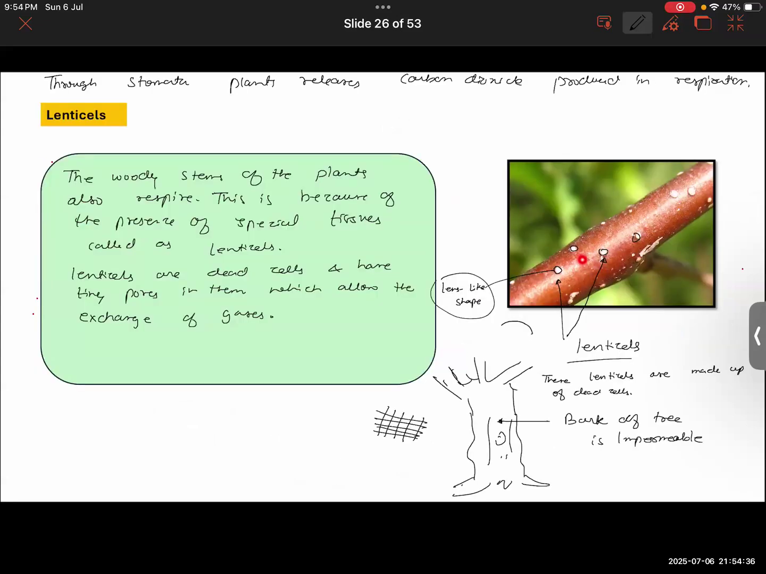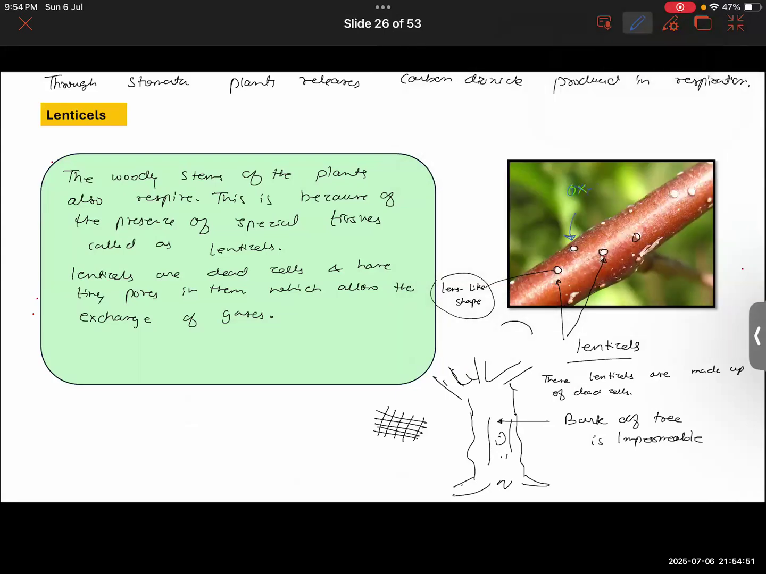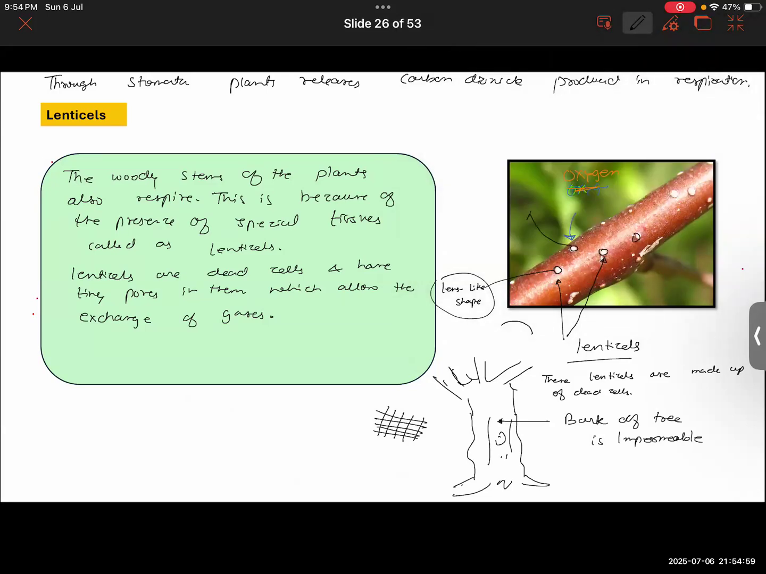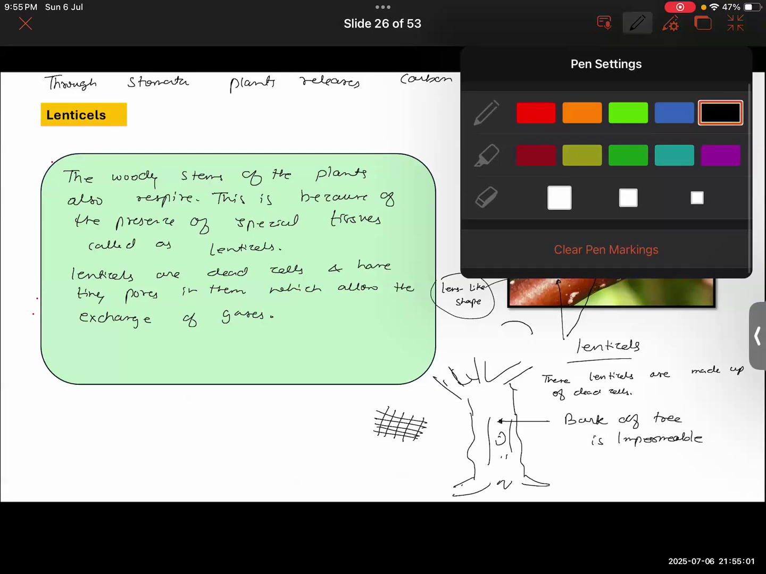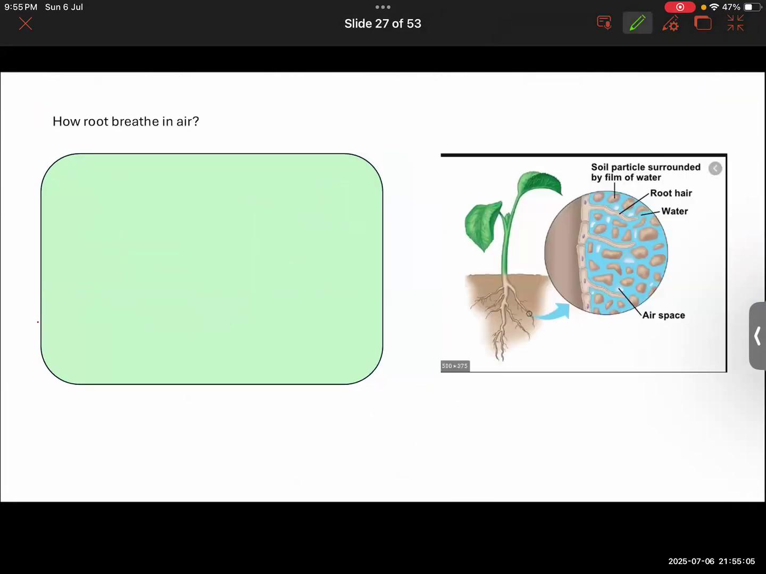stems, respire, like how they take in the oxygen and release the carbon dioxide gas. Note down that through the same lenticels, the plants take in gas like oxygen required for carrying out respiration, and through the same lenticels, they get rid of carbon dioxide gas, that is CO2.